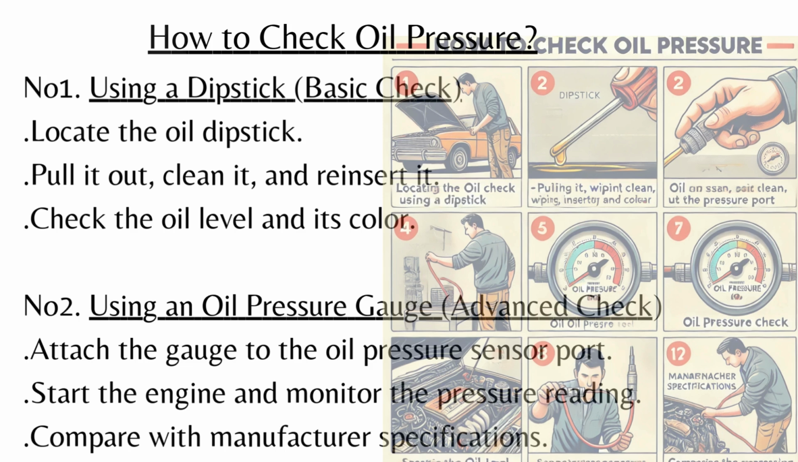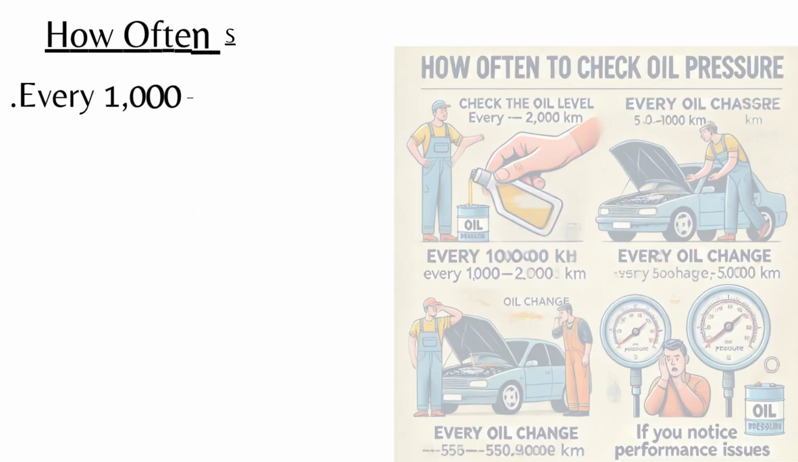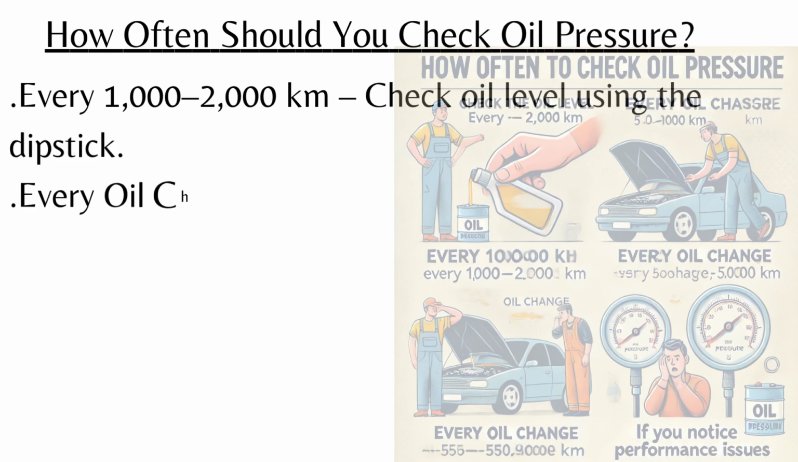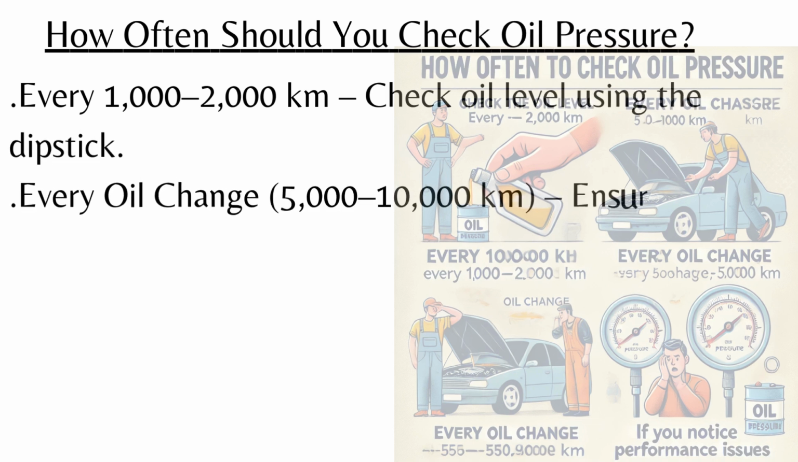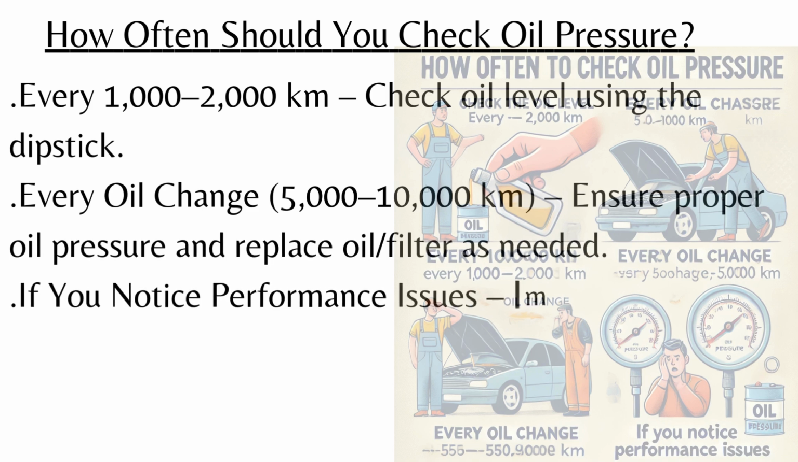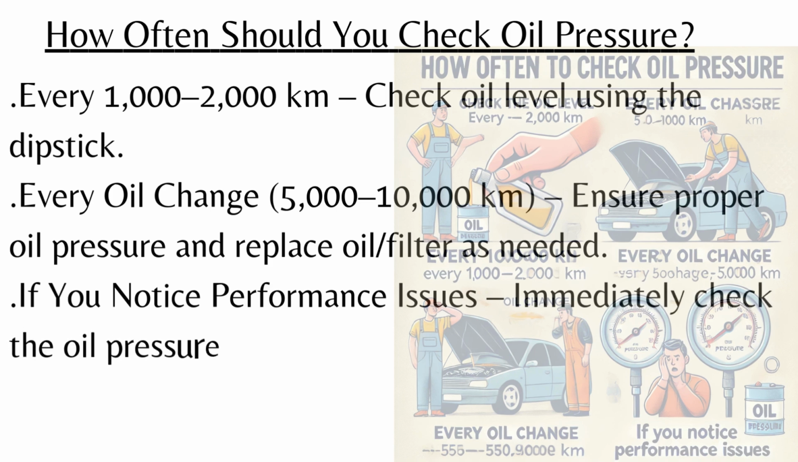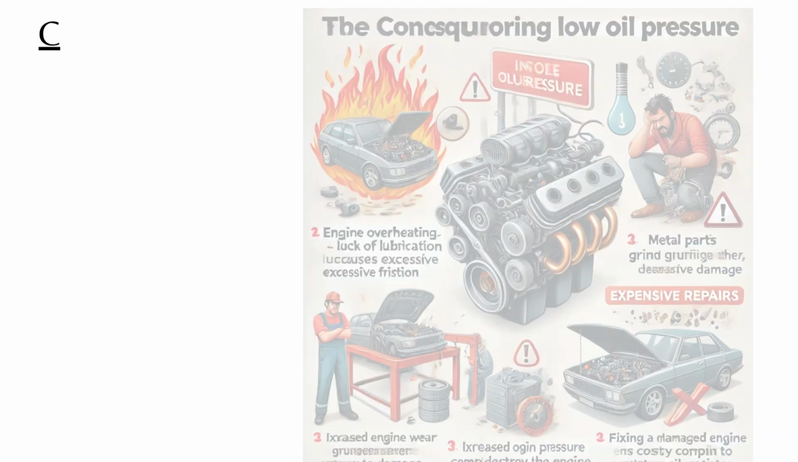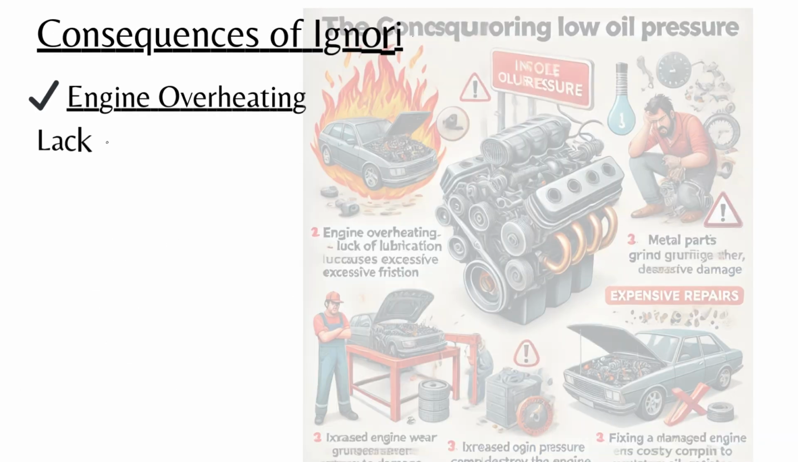Compare with manufacturer specifications. How often should you check oil pressure? Every 1,000-2,000 kilometers, check oil level using the dipstick. Every oil change, 5,000-10,000 kilometers, ensure proper oil pressure and replace oil and filter as needed. If you notice performance issues, immediately check the oil pressure, especially if you experience unusual engine noise or overheating.